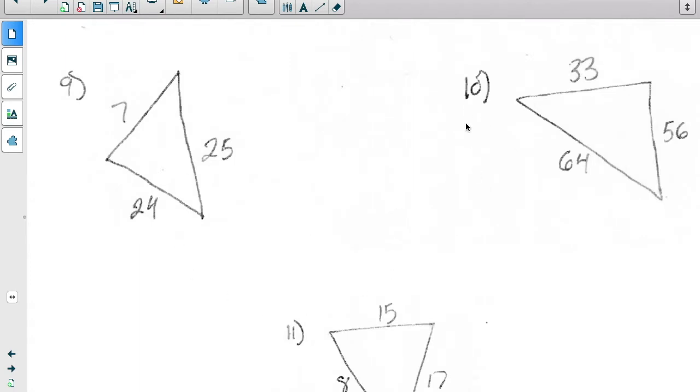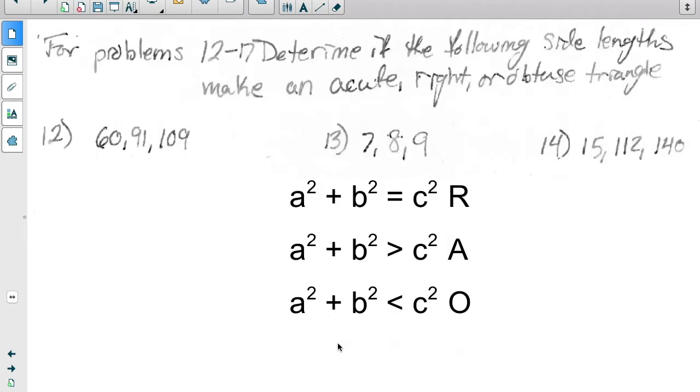We would do the same things for 9, 10, and 11, as we'd figure out which side is the hypotenuse. And once we figure that out, we'll plug it into the Pythagorean theorem. And if a squared plus b squared equals c squared, then yes, it is a right triangle. But if not, we would just say, no, it is not. Okay.